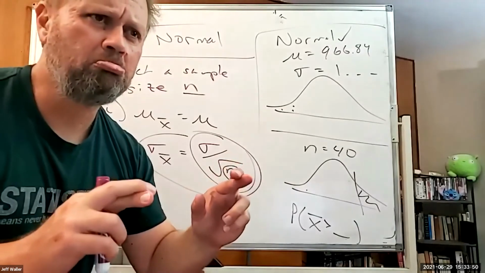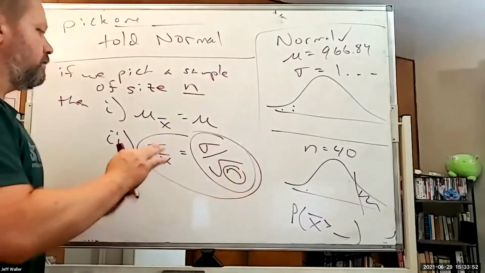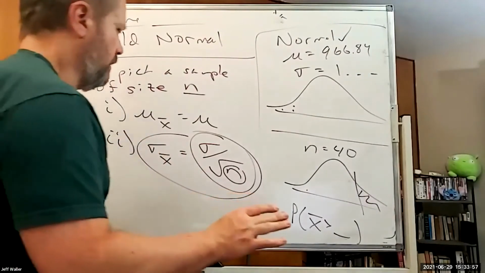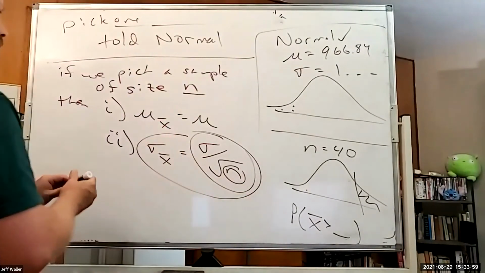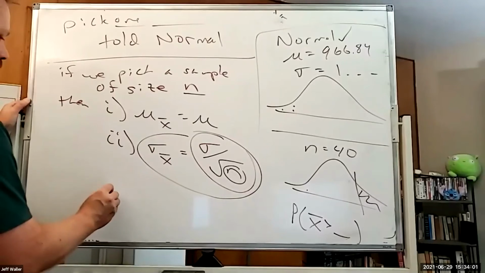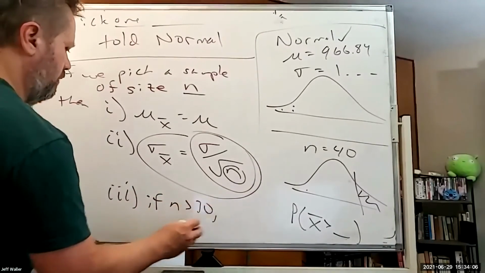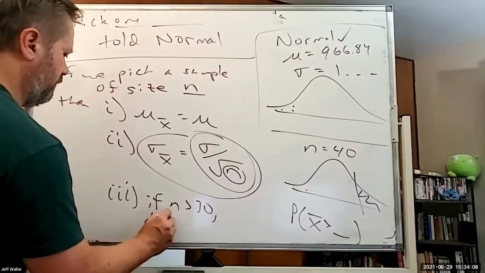All right. So let's do some concrete stuff. Was I done with that? I think so. Oh, one more thing. This is the thing where you're saying, if n is greater than 30, the distribution becomes normal enough.